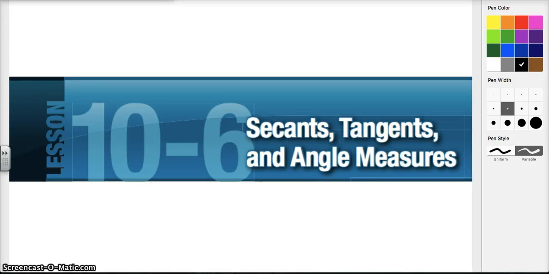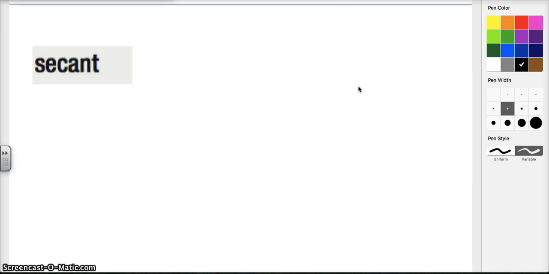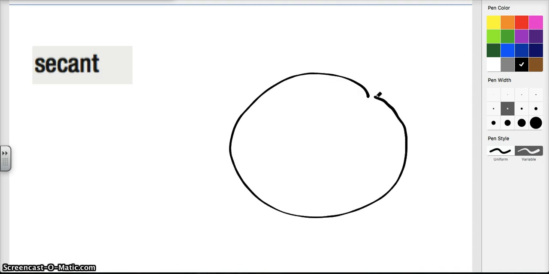Okay, sweeties, here's what we're doing. We're looking at chapter 10 and we're working on section 6. We're going to talk about secants, tangents, which we already talked about, and angle measures. So you remember back in the day, we talked about tangents, which goes through just one beautiful point on the surface of the circle.